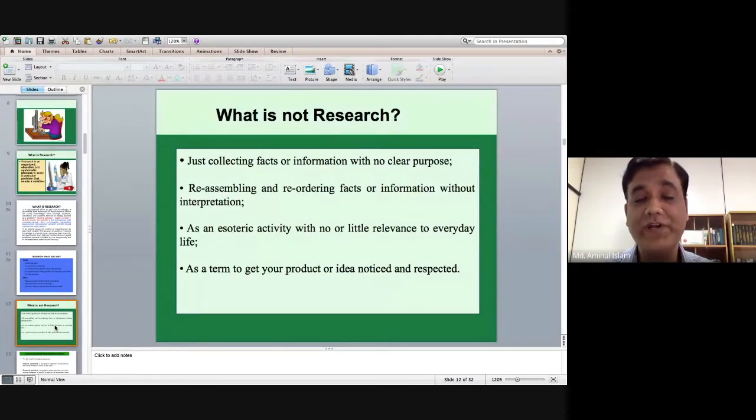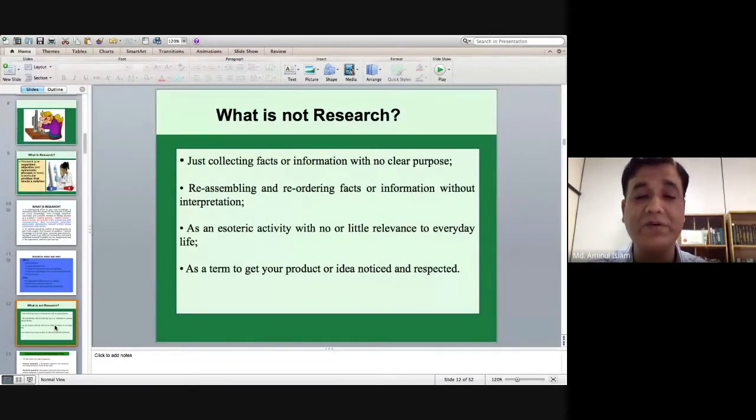Another is an esoteric activity with no or little relevance to everyday life. Esoteric means anything that benefits only a few people. So if you are doing something that benefits only a few people, that is not research. Research has to be done in a comprehensive manner so that it benefits many in society.